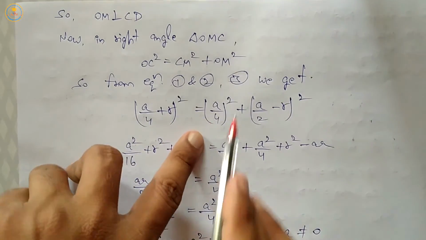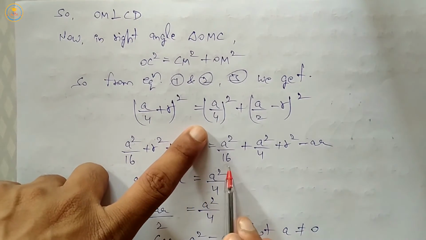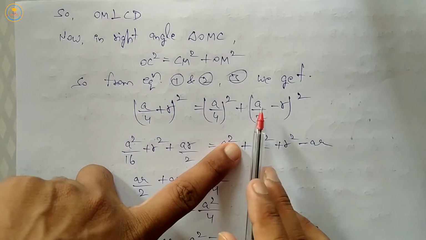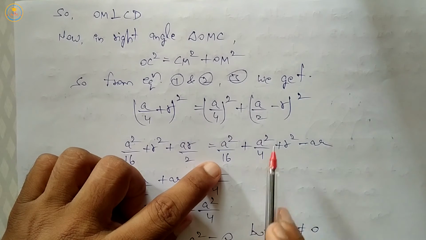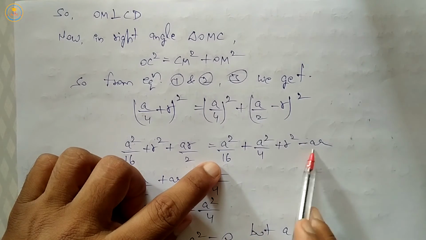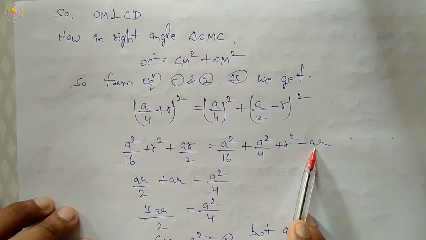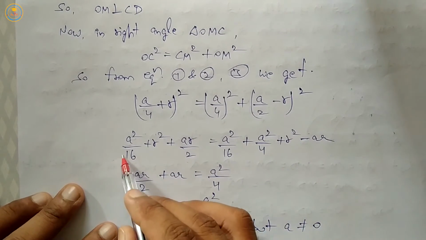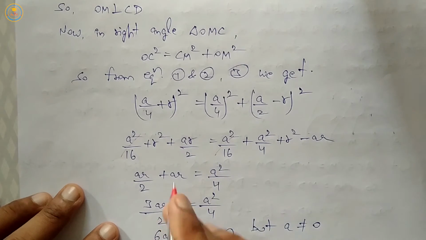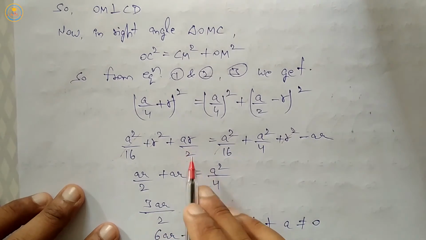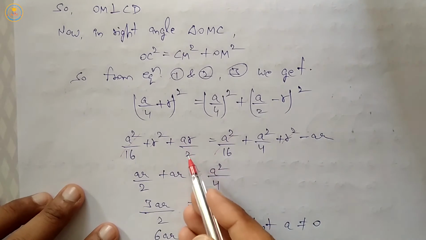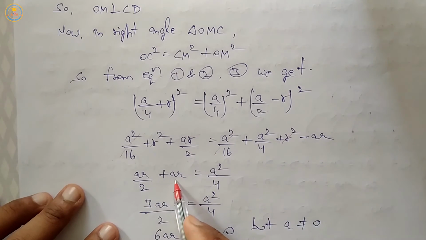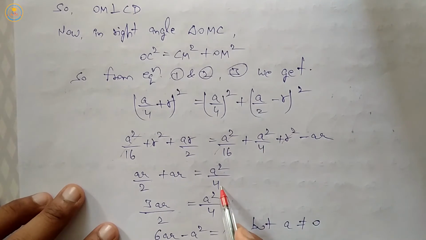Now here a by 4 into a by 4 is a square by 16 plus, as it is. Now (a minus b) whole square means a square upon 4 plus r square minus 2ar, the 2 cancels out, minus ar. Here a square by 16 cancels out, and r square cancels out with r square. Therefore ar by 2 plus ar by 2 plus ar, transferring to the other side, remaining part a square by 4.